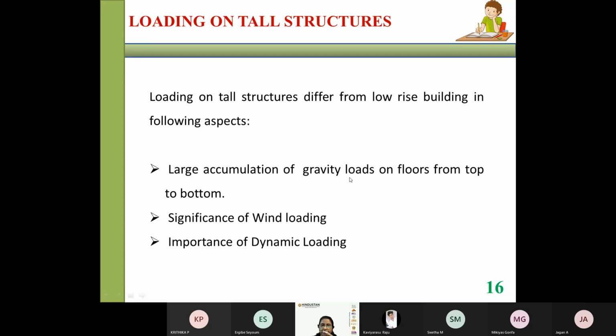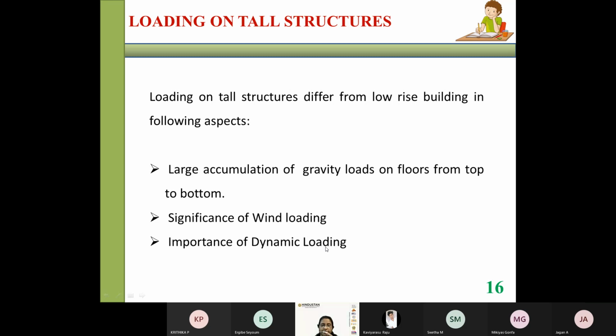A large accumulation of gravity load, from the top floor to the bottom floor, has to be considered when it is a high-rise structure. In a low-rise building the significance of wind loading is not that much, but the wind effect will still be there. If it is in a windy area, 100% we have to consider wind load even for a low-rise structure. But the significance of wind loading will be more in a high-rise structure.